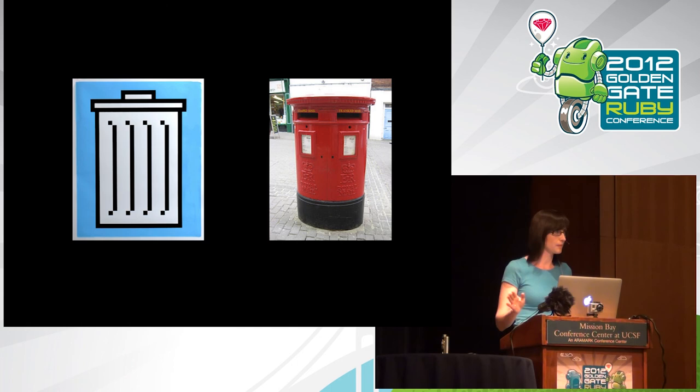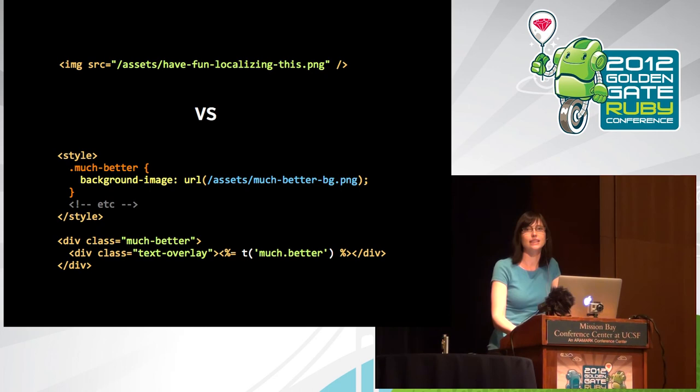OK, so another benefit is it encourages you to ditch images with text in favor of semantic markup in CSS. It's a lot more work when your images have locale-specific content. So you're definitely going to want to do something like that second example instead. And this has a bunch of other benefits, like better accessibility and more flexibility, all sorts of stuff.